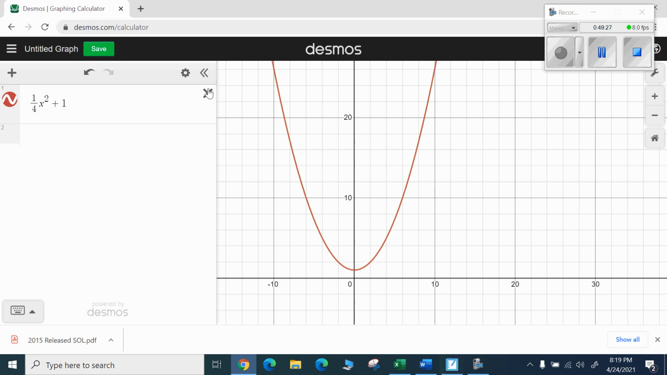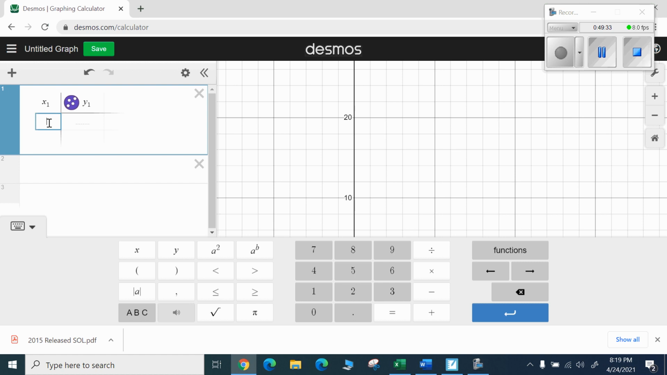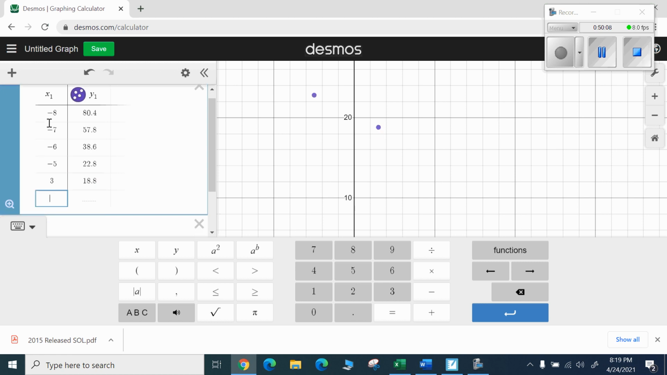So let's come over here. So remember, to make a table, you hit plus and you hit table. And we're going to put in our data. So the first point was -8, 80.4. The second point is -7, 57.8. The third one is -6, 38.6. The fourth one is -5, and I know this is kind of tedious, but this is what you've got to do to answer the question, and you just have to be very careful when you're typing. 18.8. Always double check to make sure you typed what you think you typed.